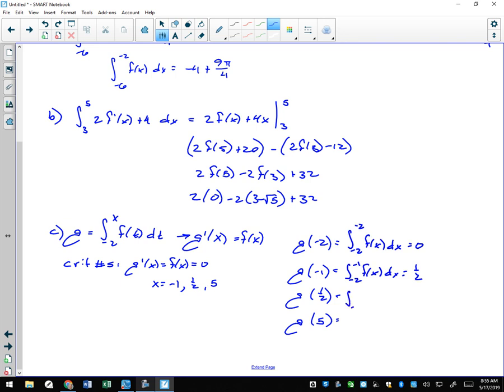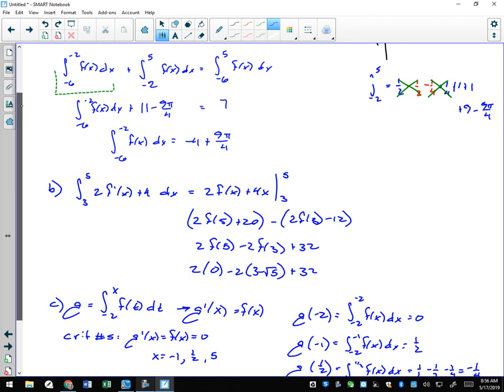G of 1/2 is the integral from negative 2 to 1/2 of f of x dx. And so I know from negative 2 to negative 1, that's positive 1/2. Negative 2 to 0 is negative 1/2. And then 0 to 1/2 looks like it's negative 1/4, which gives me an overall area of negative 1/4. And then g of 5 is the area from negative 2 to 5 of f of x, which is all that ugly garbage I did a long time ago up in part A, I believe.